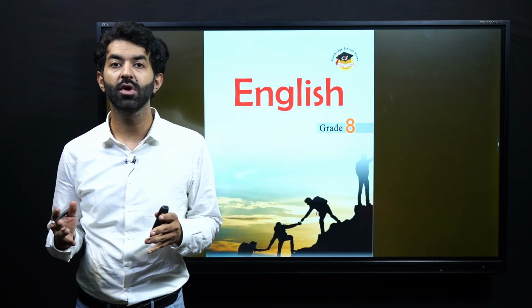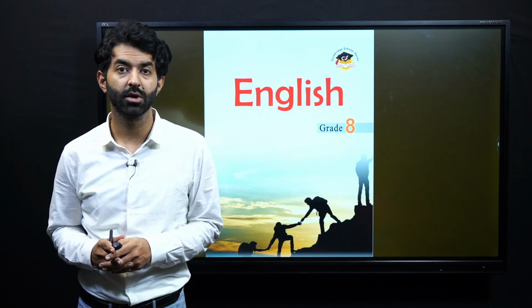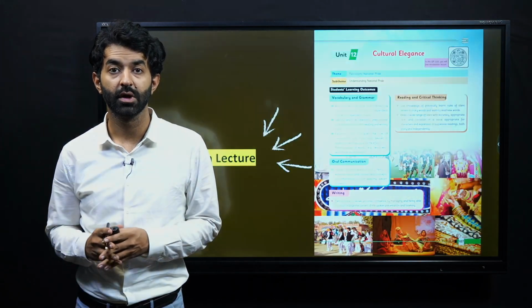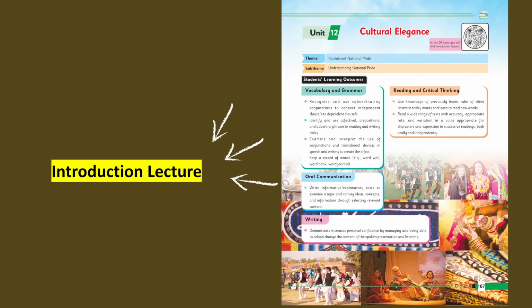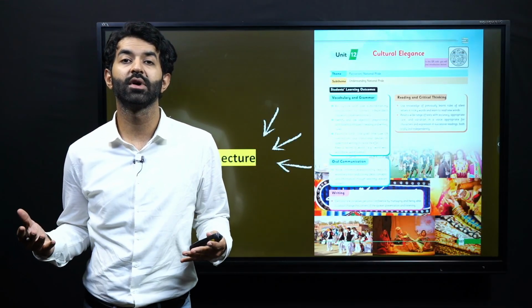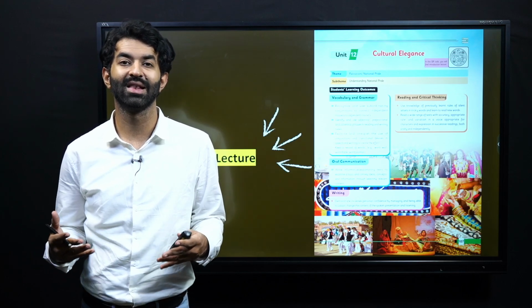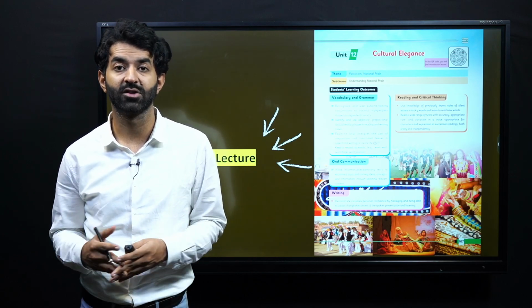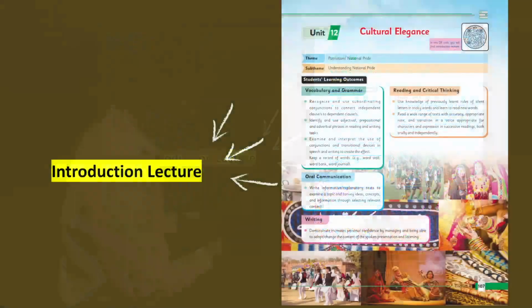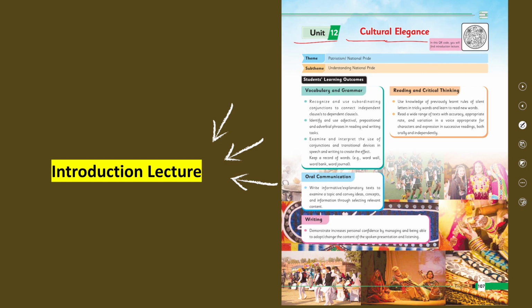Students, today we are going to begin our new chapter, unit number 12. And this is our introductory lecture where I will introduce you to all the different SLOs that we will be covering in these different lecture series. So the title of the unit is called Cultural Elegance. Students, this chapter is all about the culture of Pakistan.